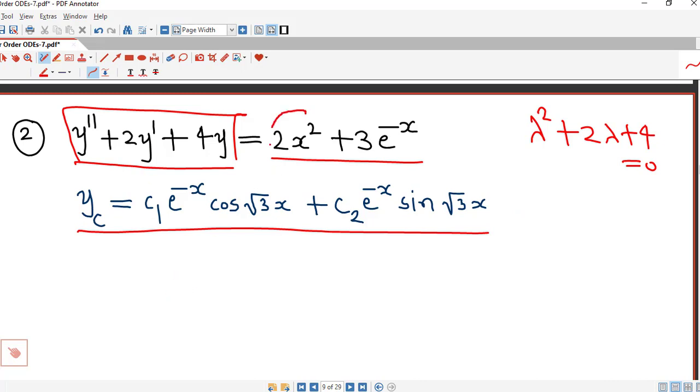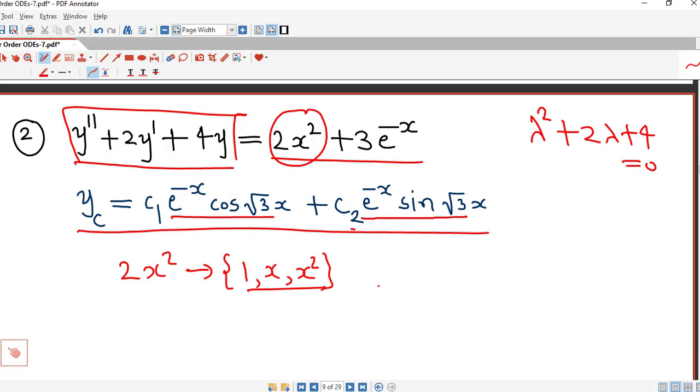Now there are two functions in the addition. The family corresponding to 2x square is 1, x, x square. No member of this family is present in the complementary function. Similarly, the family corresponding to the second function is e raised to minus x only, and e raised to minus x is not present in the complementary function.